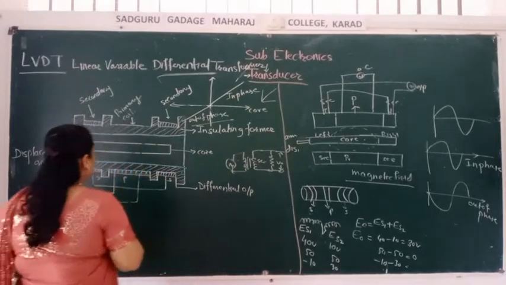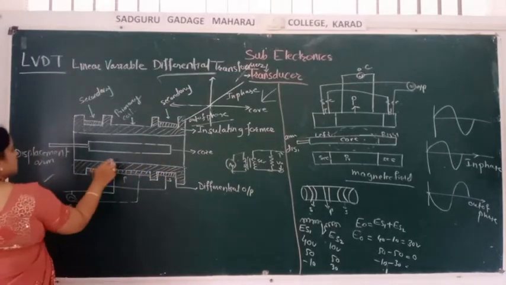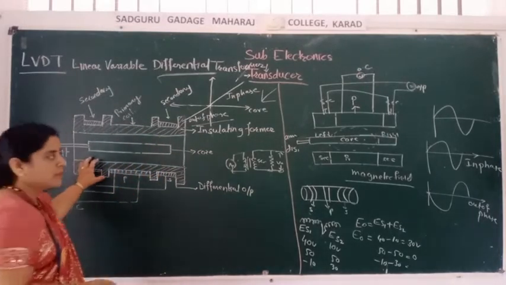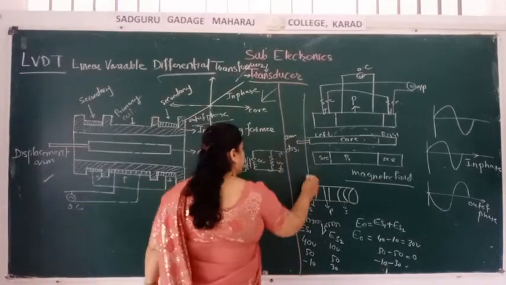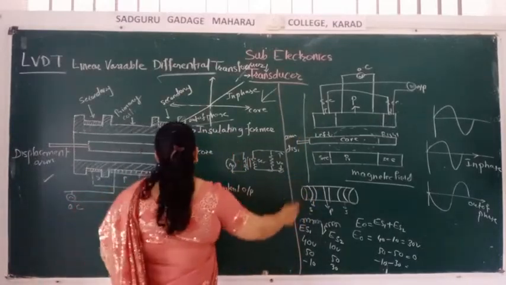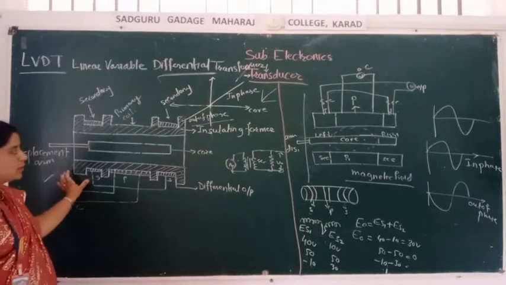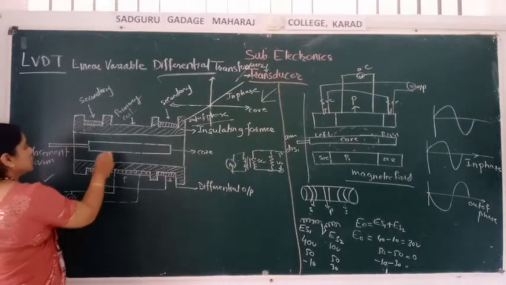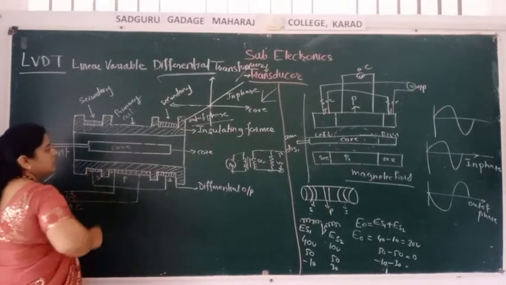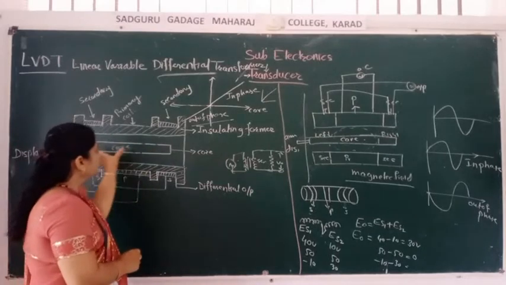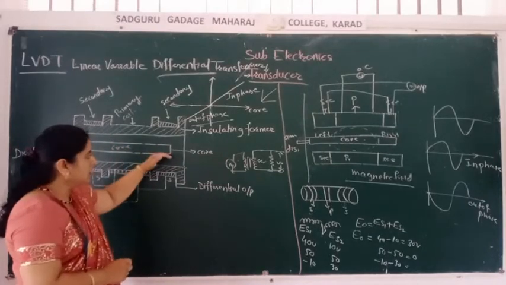Okay, the actual diagram is given here. You have to draw this diagram. For explanation, I have drawn this diagram. Don't draw this in the exam. You can draw this diagram. Okay, so this is what? This is the core, and this core has linear motion to the left side and right side.